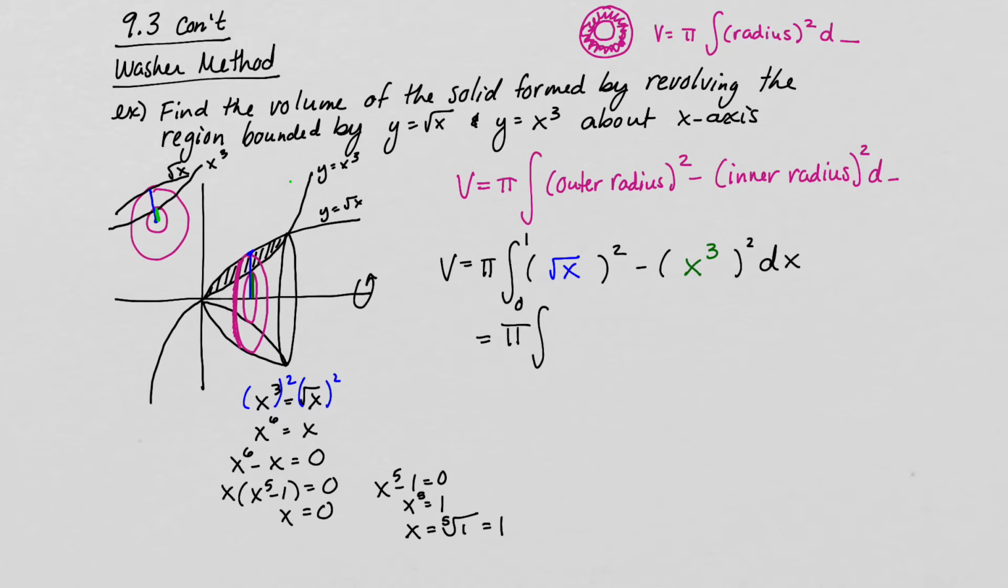Okay, so we just need to square out these functions here. So I have 0 to 1. Square root of x squared is just x. And then x cubed squared is x to the 6th, with a minus. So I have x minus x to the 6th dx. And now I just want to integrate these. So I have pi, and then what's the integral of x?